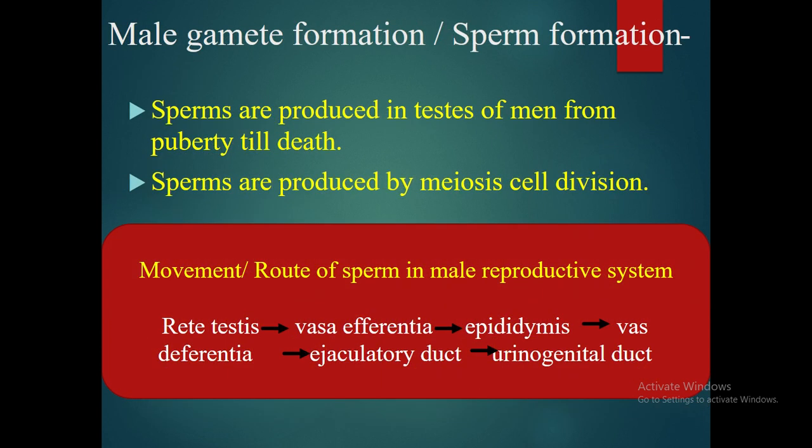The male gamete formation or sperm formation. The sperms are produced in the testes of men from the puberty, means teenage, till their death. The sperms are produced by the meiosis cell division. The movement or route of sperm in male reproductive system. So form कहाँ होता है और कैसे वो ejaculate हो रहा है. So rete testis to vas efferentia, epididymis, vas deferentia, ejaculatory duct and finally to the urinogenital duct.